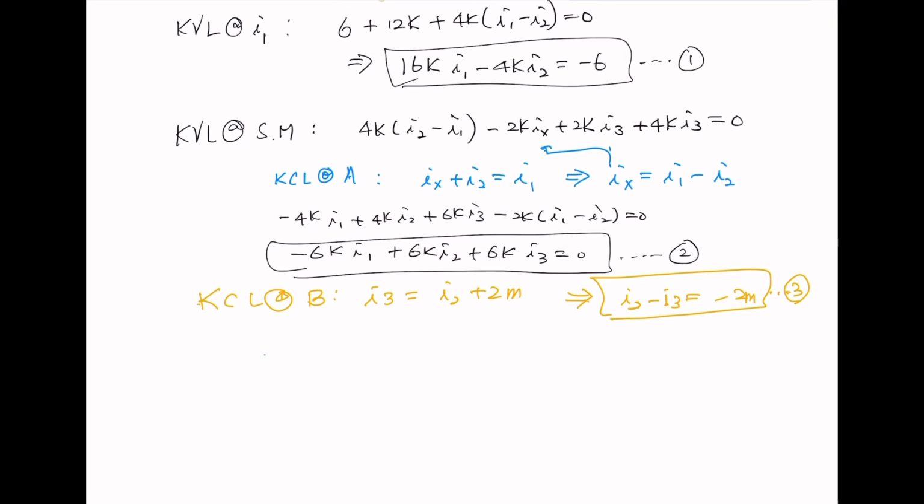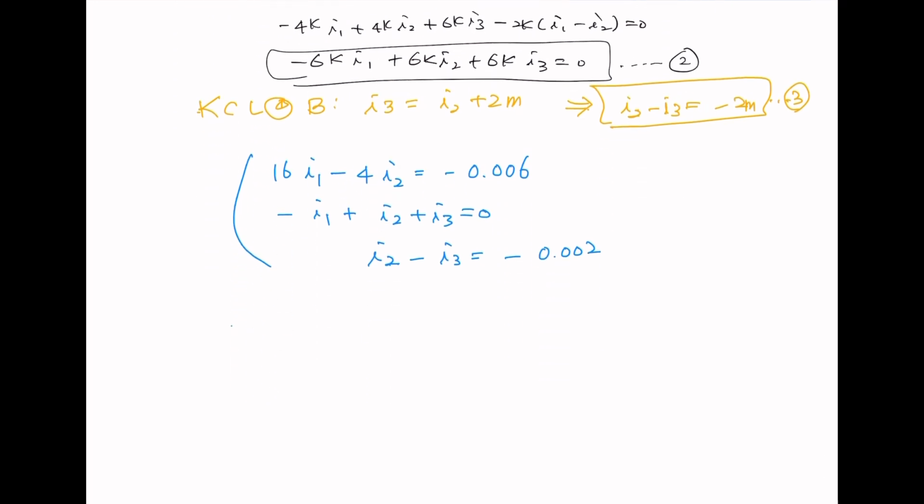So what we can do for the first equation is divide everything by K. So 16 I sub 1 minus 4 I sub 2 equals negative 0.006. And the second equation, we have negative I sub 1 plus I sub 2 plus I sub 3 equals 0. And then the third equation, I sub 2 minus I sub 3 equals negative 0.002. So using these three equations, you have I sub 1 equals negative 1.400 milli, I sub 2 equals negative 1.357 milli, and I sub 3 equals 0.643 milli.